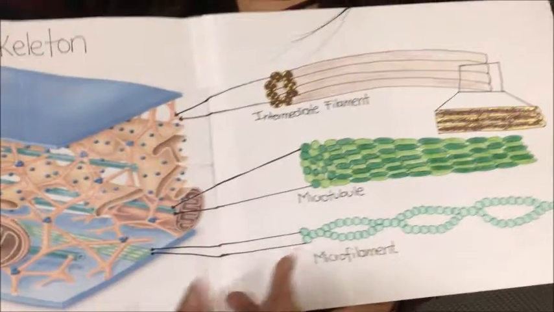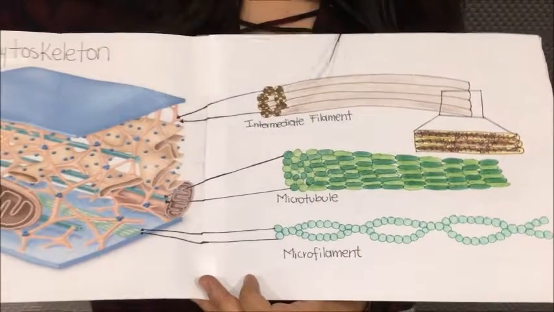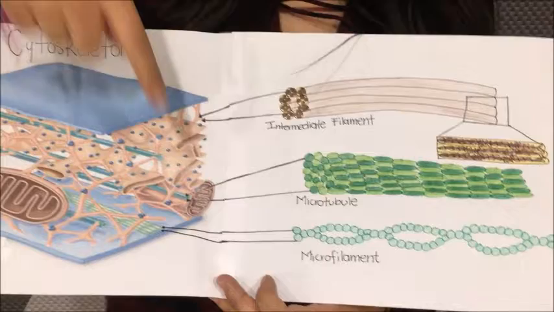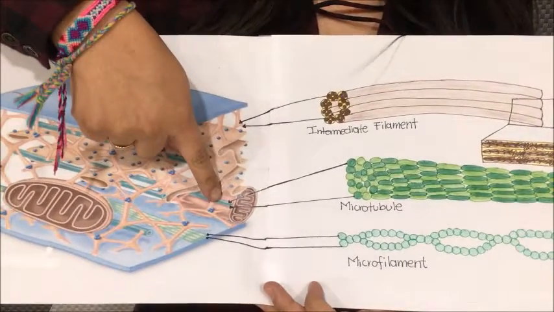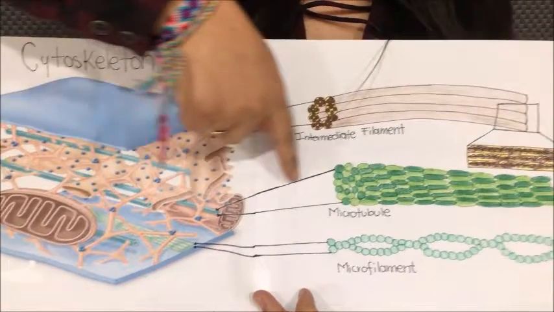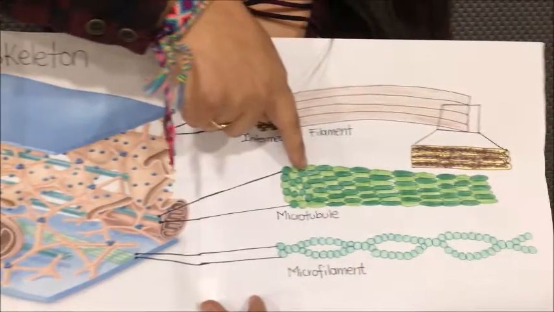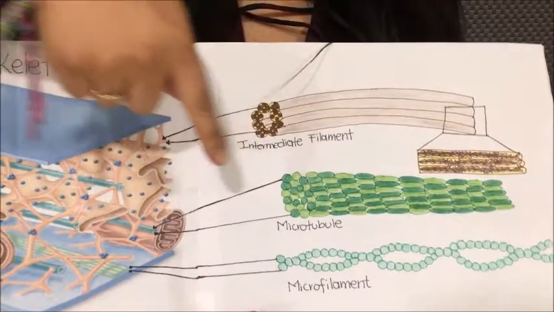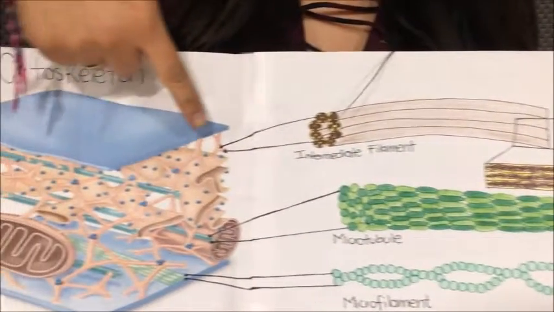Microfilaments are the thinnest filaments that give the cell its shape and enable cell movement. Microtubules are the thickest fibers made up of globular proteins. They participate in the intracellular transfer of organelles and vesicles.